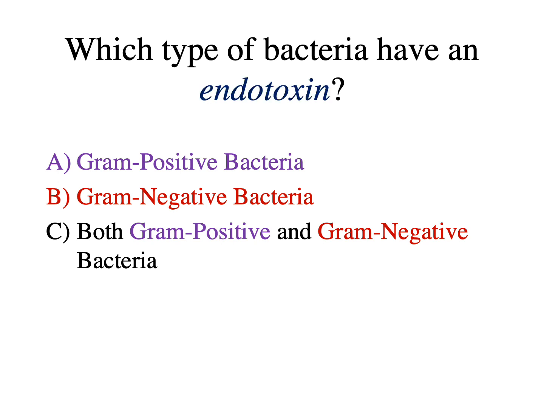Which type of bacteria have an endotoxin? Gram-positive bacteria, gram-negative bacteria, or both? The answer is B. Gram-negative bacteria have an endotoxin. It is in that LPS layer. It's that lipid A portion of the LPS layer in gram-negative bacteria.